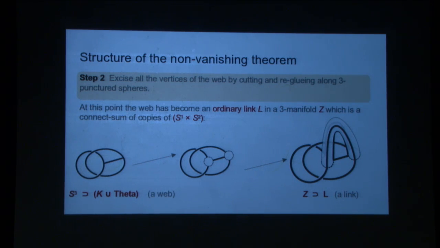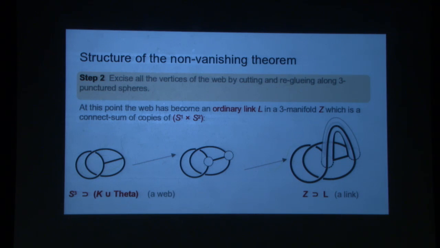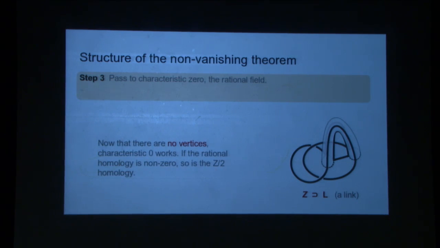There are some choices involved, how you glue up and how you pair up the vertices, but however you do it, you obtain a new manifold Z, not a very complicated three-manifold. It's a connected sum of S1 times S2s. And inside it is a link, L. It's what has become of the web, K, once all its vertices are gone. Does the link depend on your choices? Yeah, the link depends on our choices. We have to choose arbitrarily a pairing up of the vertices and which edges get mapped to which.